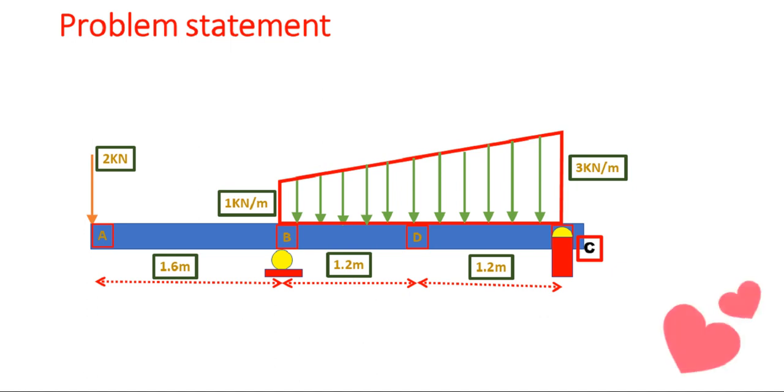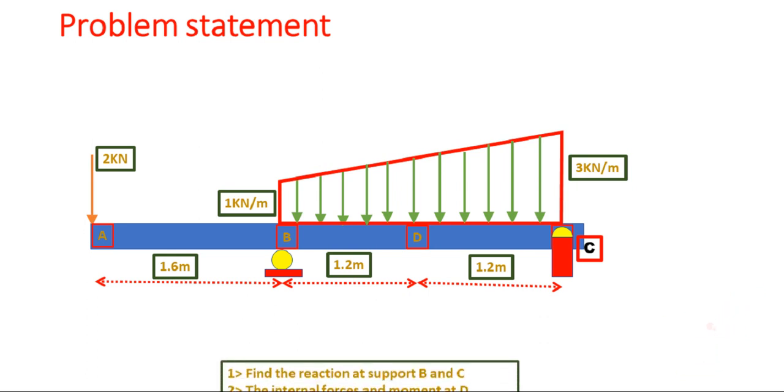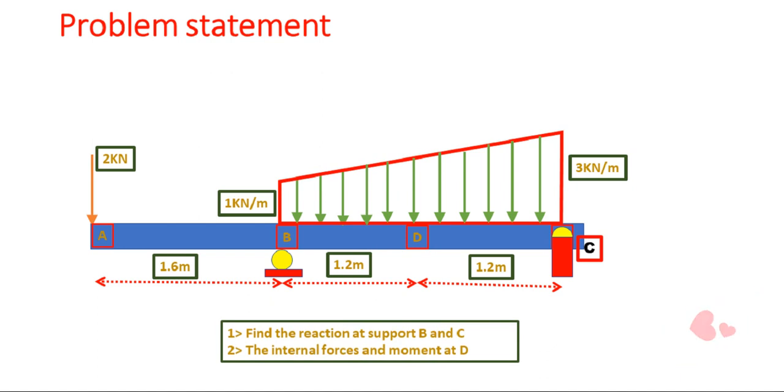Now point B is a roller joint and point C is a pin joint. So due to these external loadings, reactions will come at points B and C. Our aim is to find the reactions at supports B and C, and then we'll find the forces and moments at point D in the beam to finally conclude how our beam is going to behave. Okay, so let's start our journey.